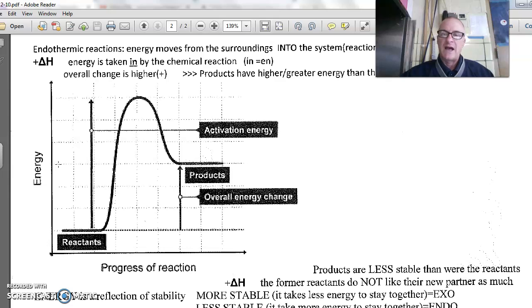But what would that be like? And this is the new part. What would that be like? How would I know it's endothermic in a reaction container?